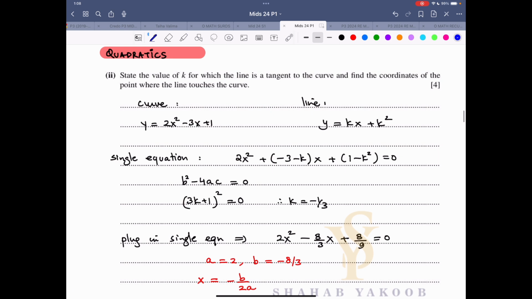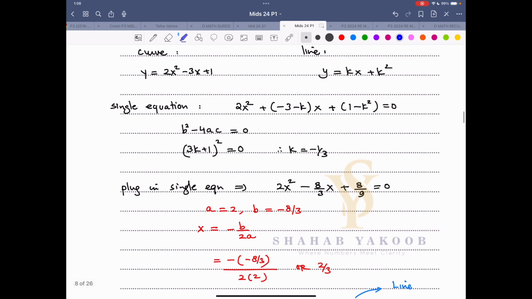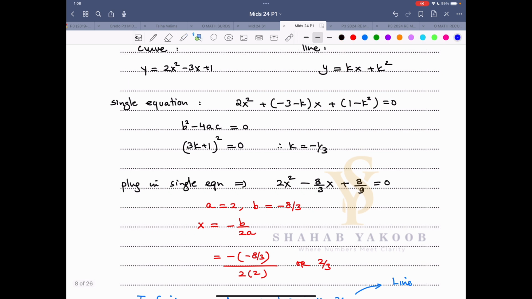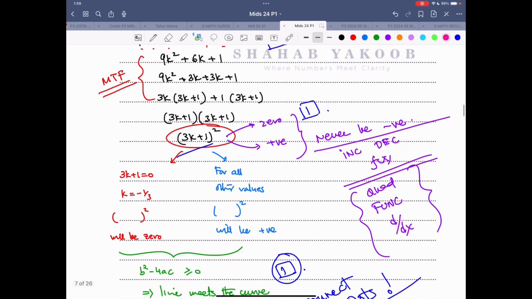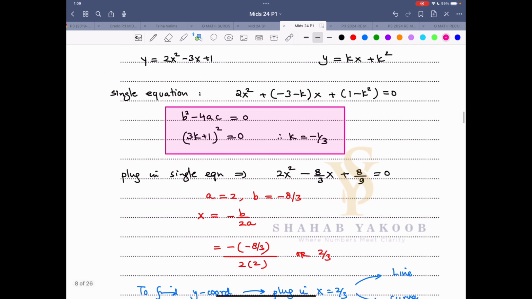The second part is still left. It says state the value of k for which the line is tangent to the curve, and find the coordinates of the point where the line touches the curve. State the value of k. Why? Because you have already proven it, let me highlight this. b squared minus 4ac was already there, and this expression is right over here. That is b squared minus 4ac. So just equate it to 0. When you equate it to 0, we find the value of k as minus 1/3.